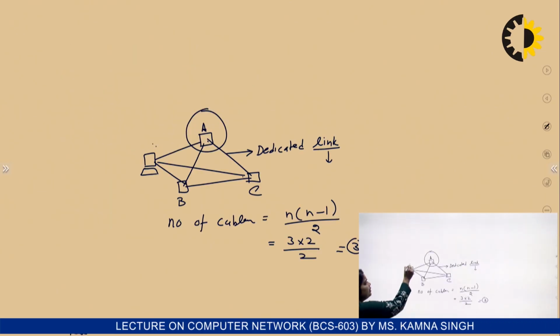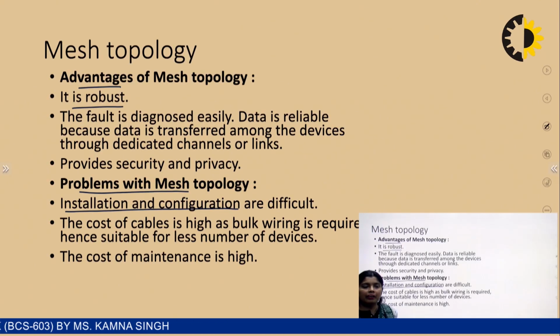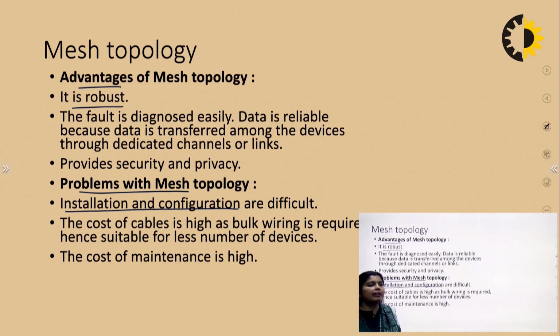If I want to add the next system to that particular network, so many cables are required every time. Imagine there are 100 nodes connected in the mesh topology. It means 100 into 99 by 2. This many cables I require if I add only one system to that network. So installation and configuration are very, very difficult, and the cost of cables is high as bulk wiring is required. It is very complex, and the cost of maintenance is also very high.